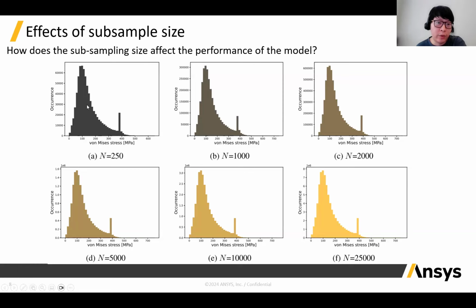So you see that we have the same data set, and we plot the histogram. We subsample all the nodes. So every mesh, we subsample it to 250 points, 1,000, 2,000, all the way to 25,000. And then we plot the histogram. We see that the distribution pretty much stabilizes after you have about 2,000 nodes subsampled in each mesh, while all the meshes have way more than 2,000 nodes. So this gives us some intuition that it might be possible to subsample down to just 5,000 nodes and still not lose a lot of information in your data set.